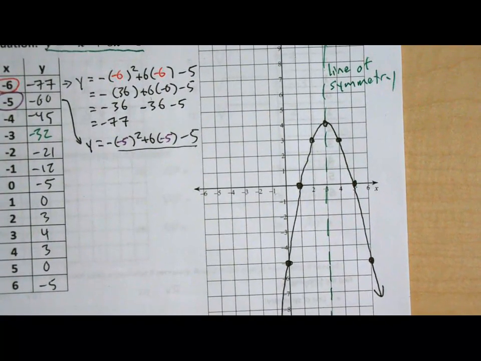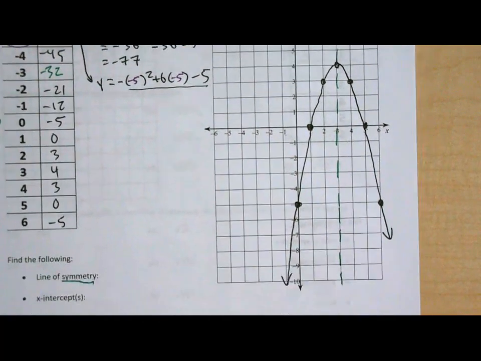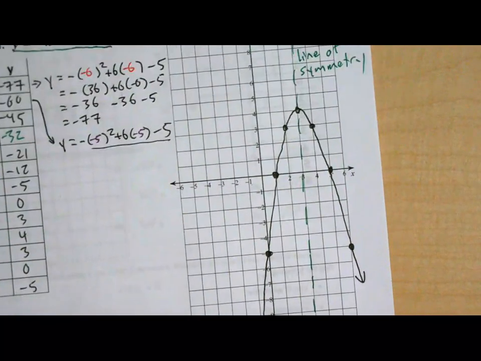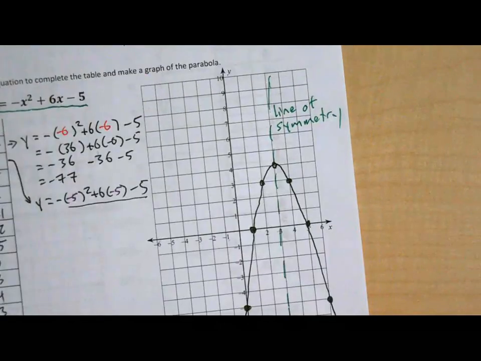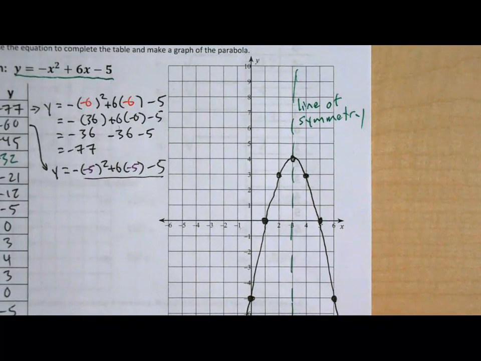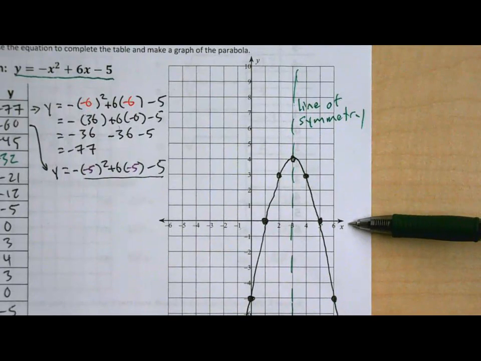There's some other things that we're going to find. They're all listed down below there. So the next thing on our list is x-intercepts. Do you all know how to find an x-intercept? Do you know where the x-axis is? The x-axis is this one, right? It's actually labeled on this graph, so the x-axis is right here.